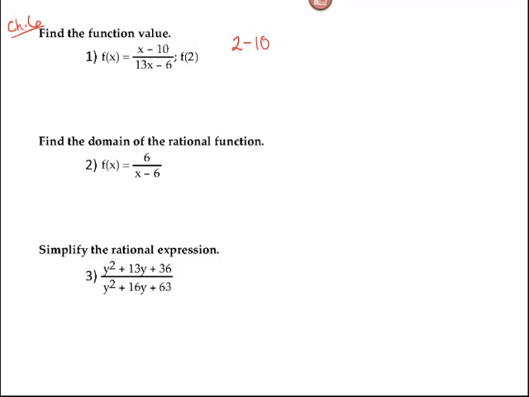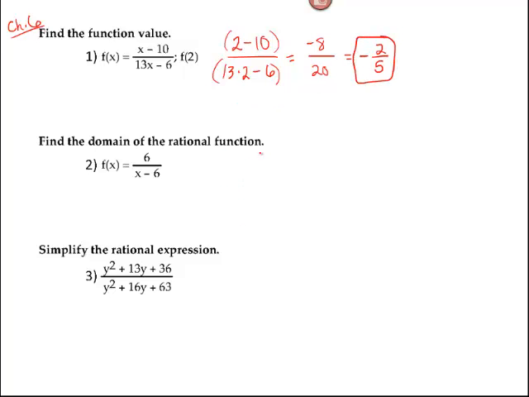So on top that's 2 minus 10. On bottom that's 13 times 2 minus 6. If you do this in the calculator, you want to put parentheses on top, parentheses on bottom, and divide in between. But by hand, that's negative 8 over 26 minus 6, which is 20. And then simplify that. You can divide the top and the bottom by 4. So that gives you negative 2 over 5.